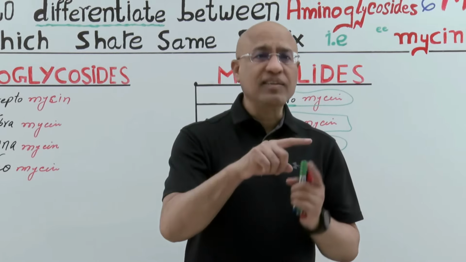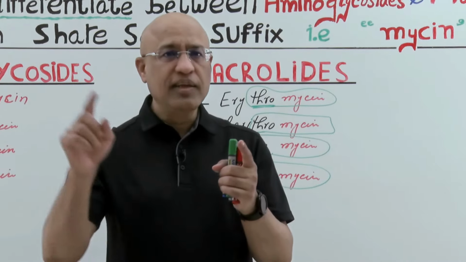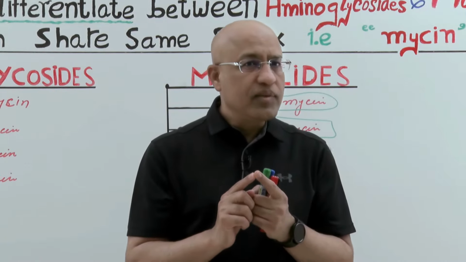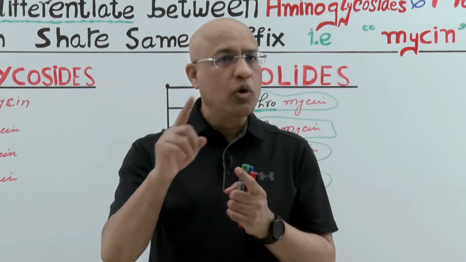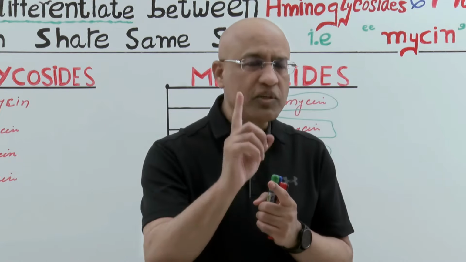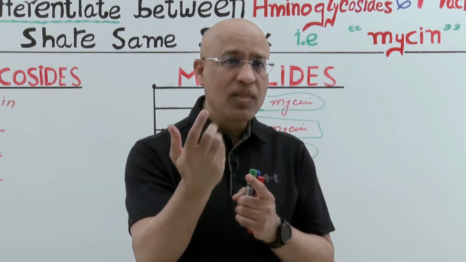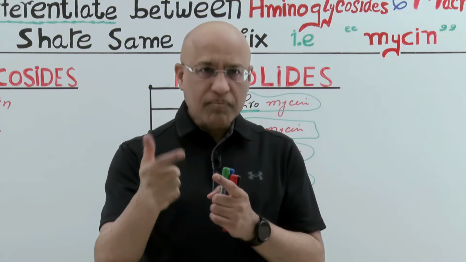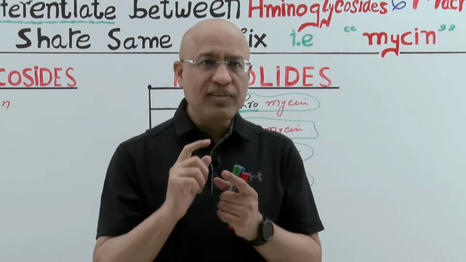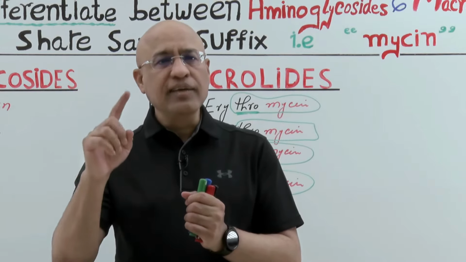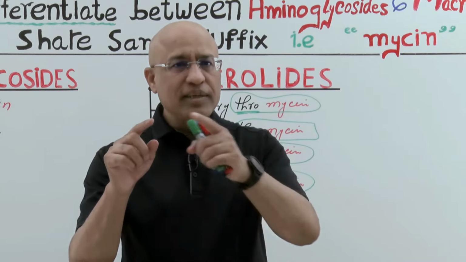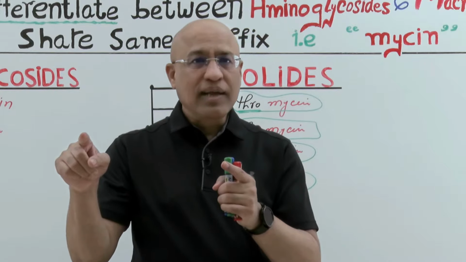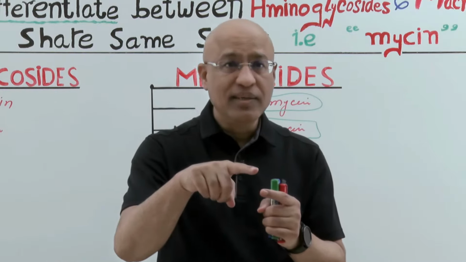So thromycin, right? So if I see some XYZ drug ending with mycin, and I say that it is either an aminoglycoside or a macrolide, tell me what it is. It must be an aminoglycoside. But if I say there is another drug, XYZ, ending with thromycin, then can it be an aminoglycoside? No, it is a macrolide, right?